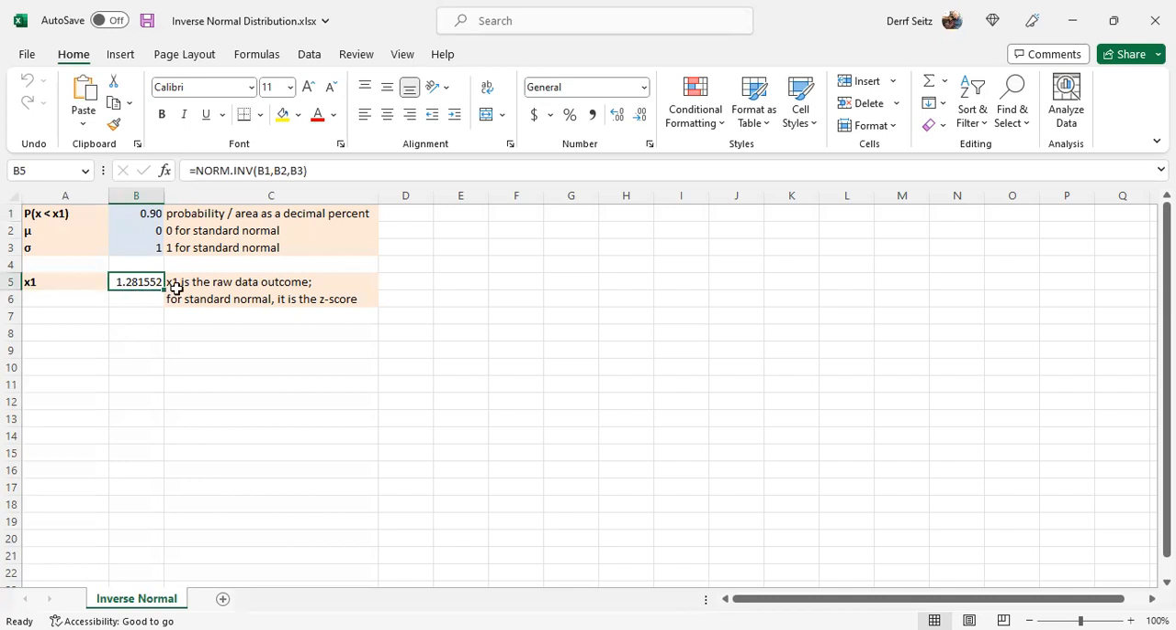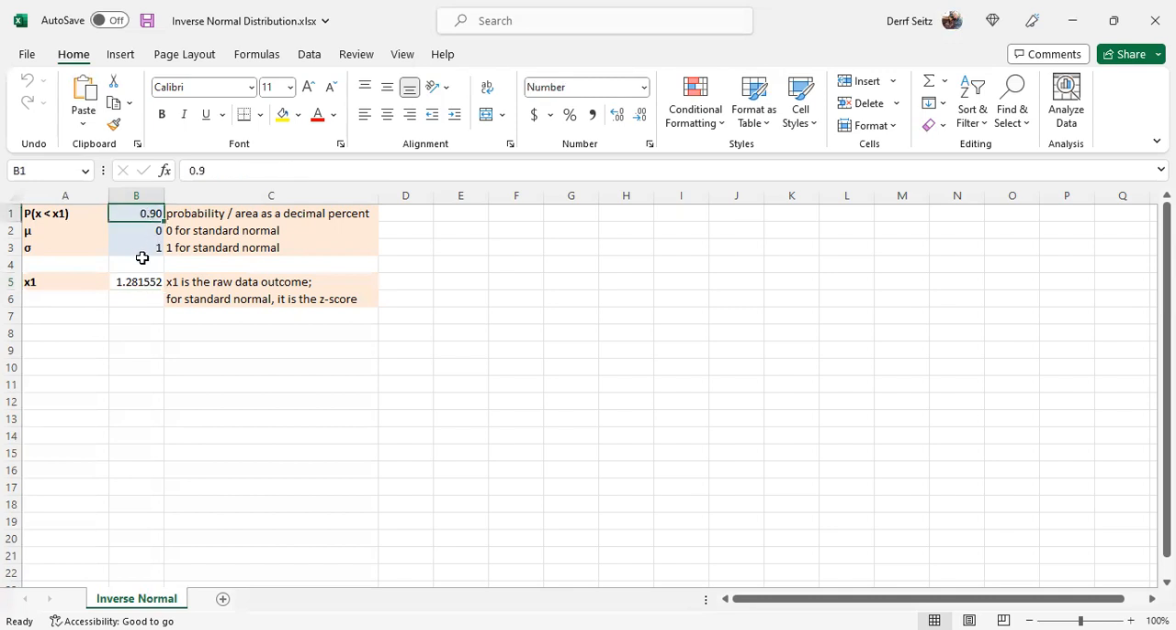The formula uses the norm inverse function provided by Microsoft Excel, and it takes B1 and B2 and B3, these three parameters, in order to do that calculation.